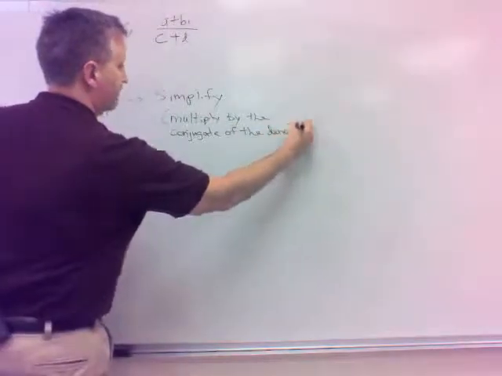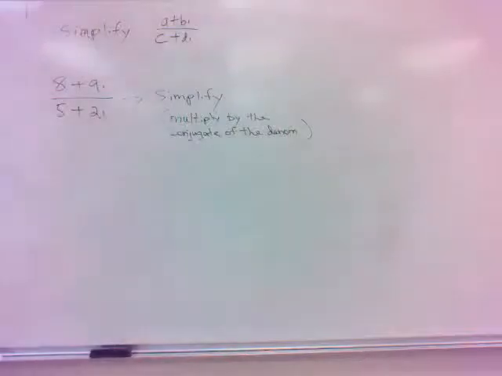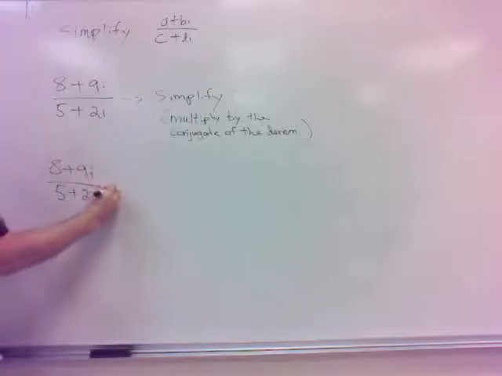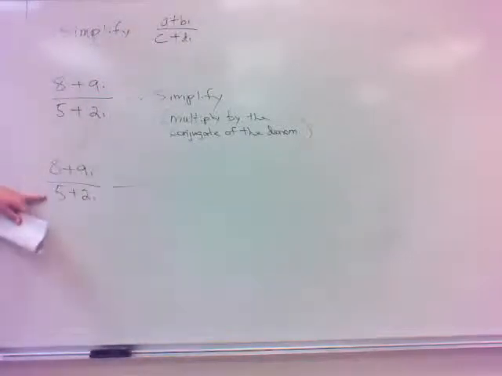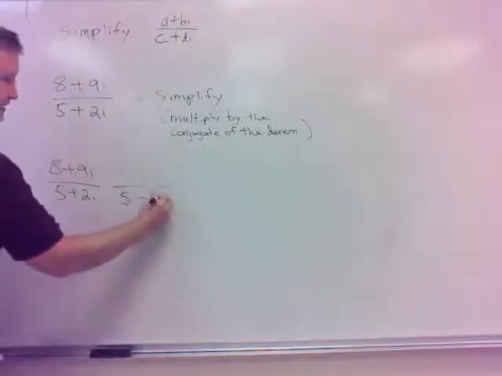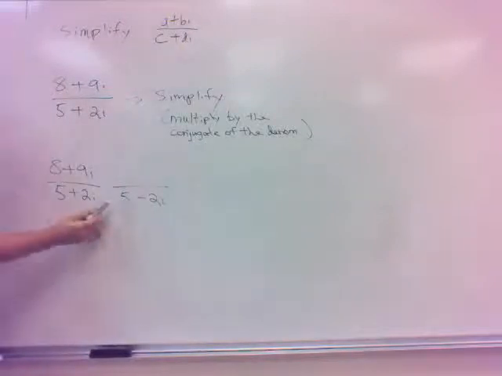Top and bottom. Going to multiply by the conjugate of the denominator. Let's see how that works out. So we have (8 + 9i) over (5 + 2i). So I'm going to multiply by the conjugate of the denominator. What would be the conjugate of my denominator here? 5 minus 2i. So I just multiply over on the other side there by 5 minus 2i.